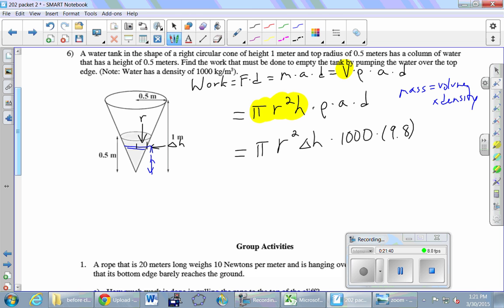And so then I think that distance, so now we got to come up with a formula. So how far does that water have to go? Is 1, which is the whole thing, minus the h at the bottom.